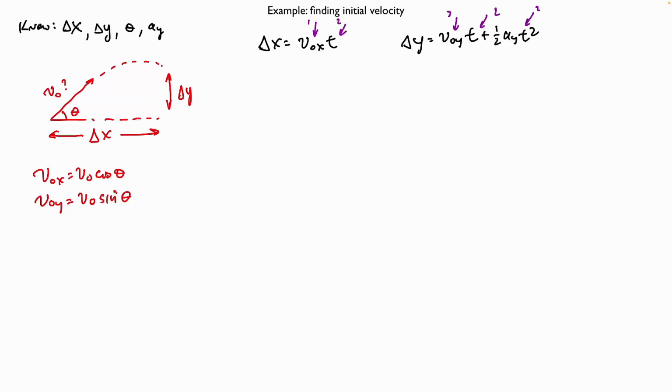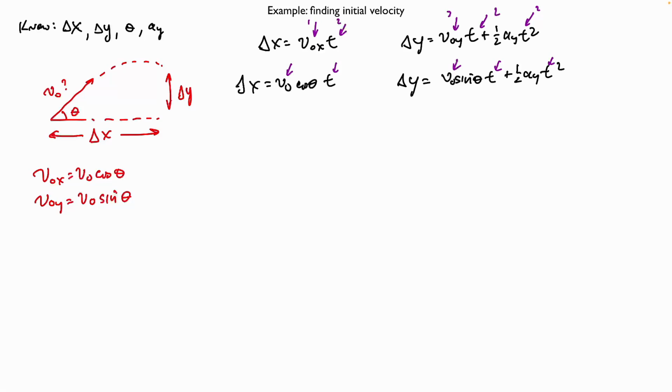And so now, if I substitute those in, delta x, it looks worse, doesn't it? Delta y is v naught sine theta t plus 1/2 ay t squared. Okay, that looks worse, but it got better. Why did it get better? How many unknowns are there now? 1, 2.